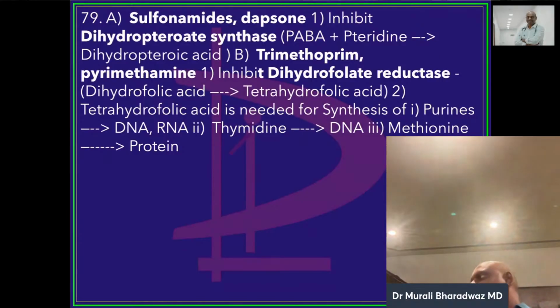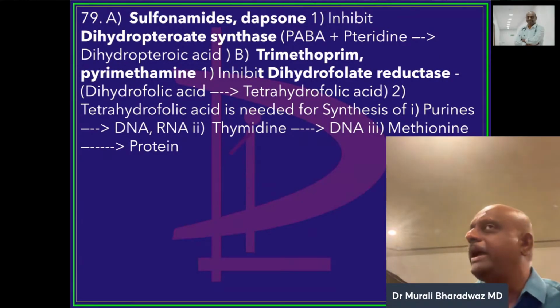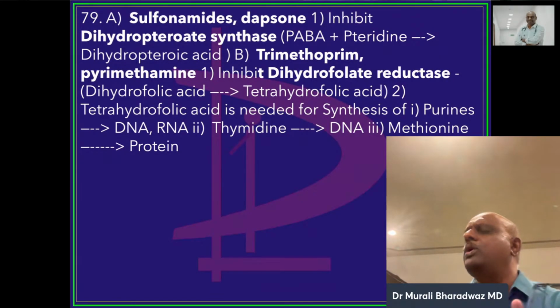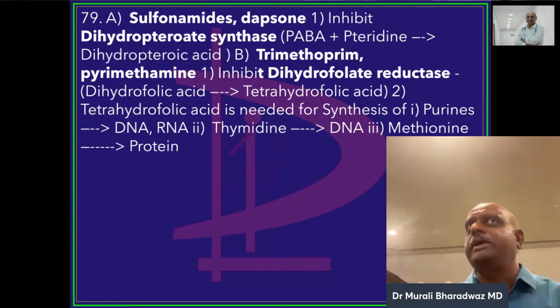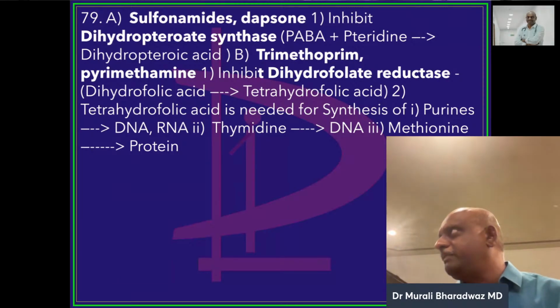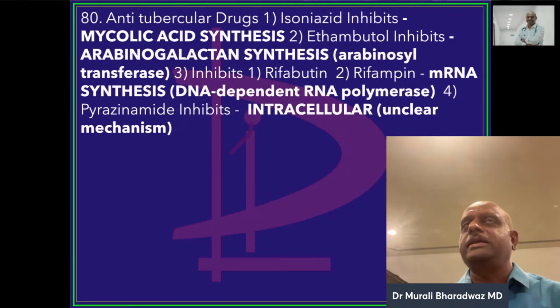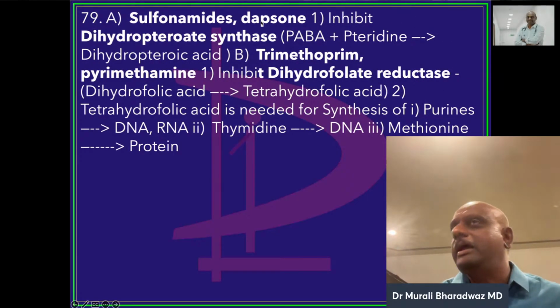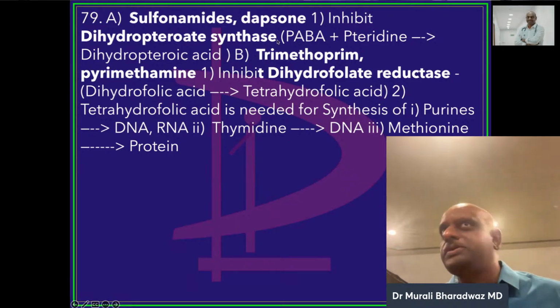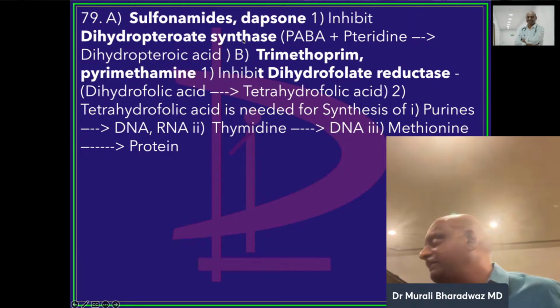Then comes sulfonamides and dapsone. How do they act? They inhibit dihydropteroate synthetase. So PABA, para-aminobenzoic acid, plus pteridine will give rise to dihydropteroic acid, which is important for the folate pathway. Dapsone is used in leprosy, and sulfonamides and dapsone both inhibit dihydropteroate synthetase.